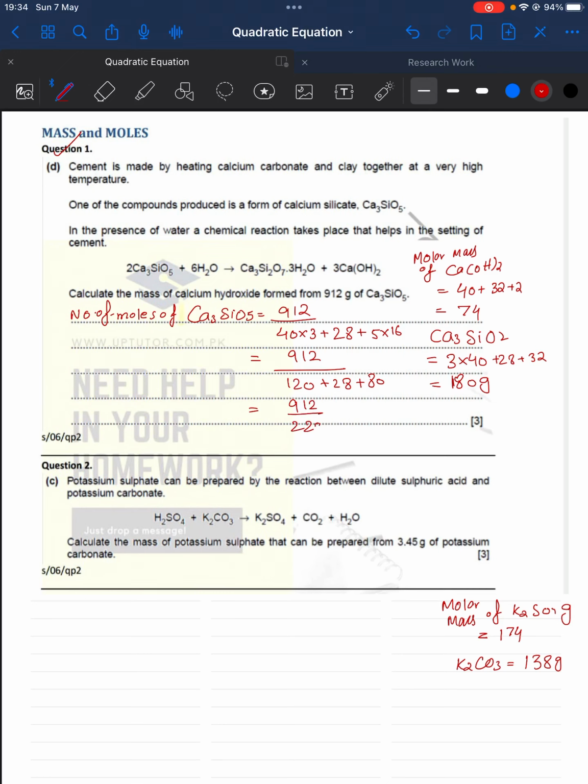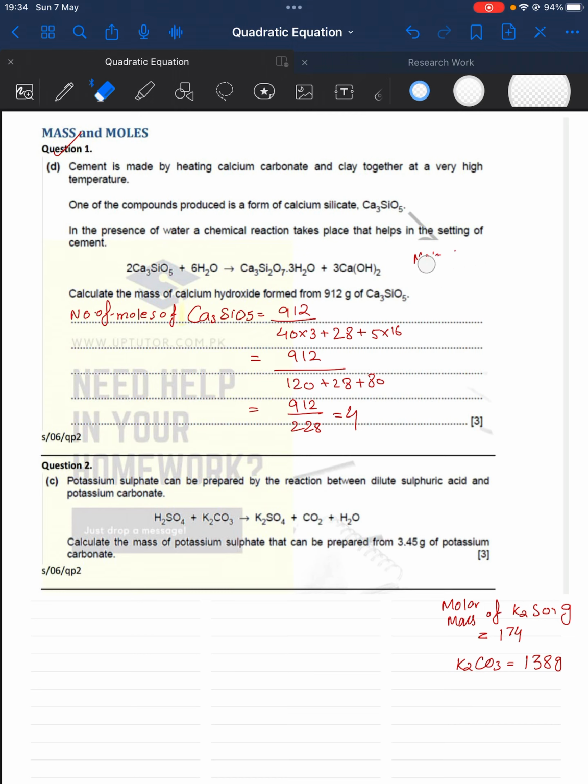912 gram divided by 228. So when we divide 912 divided by 228, we will get 4 moles. So it means that we have 4 moles of calcium silicate, and we have to find out the moles of calcium hydroxide.